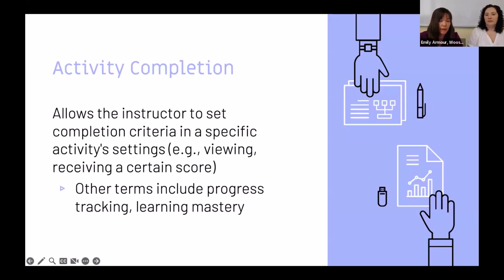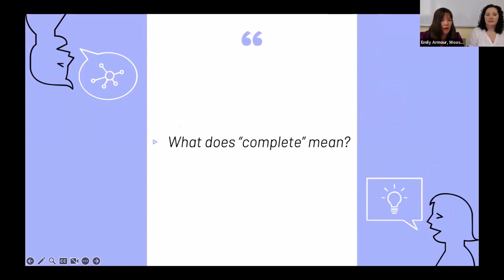We use Moodle here at the College of Worcester, but in Moodle, it's called activity completion. That allows the instructor to set completion criteria on a specific assignment or activity, which could be as simple as viewing it, which is clicking on it, or receiving a certain score. In other LMSs, for example, it might be called progress tracking or mastery learning. But what does complete mean?